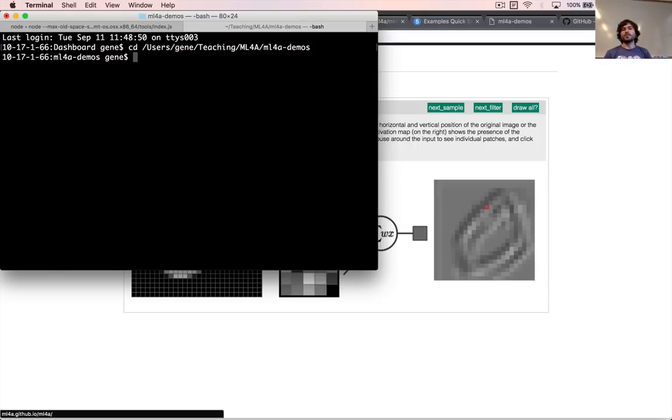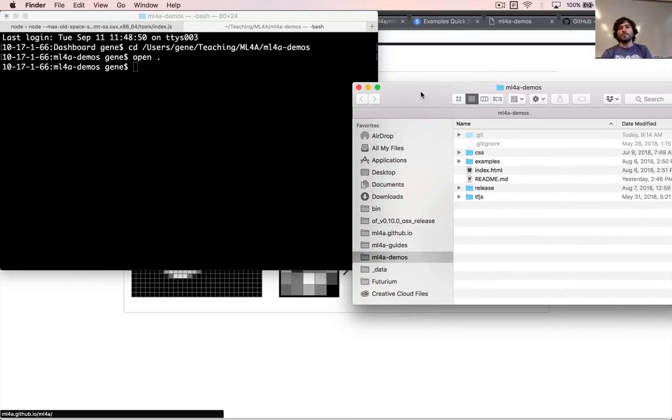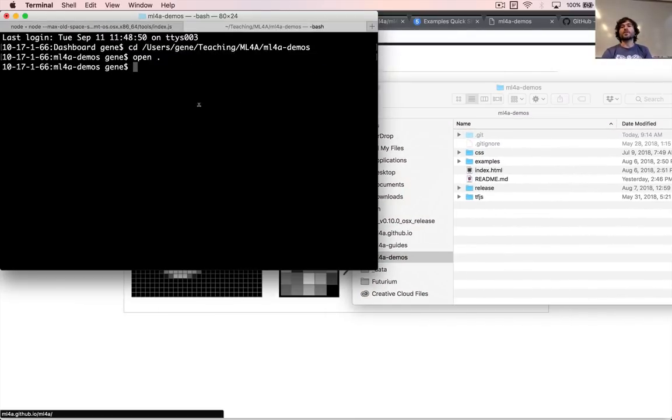The only thing we're going to do is, from the root folder of ML4A demos, which is here, launch a local server from the root folder. The reason we do this is that you can't just open the HTML pages because of cross-scripting errors and so on. Someone probably knows this better than me, but we need to run a local server. There are two nice ways of doing this. One is using Python's built-in local server, which might work slightly differently on everyone's computers.